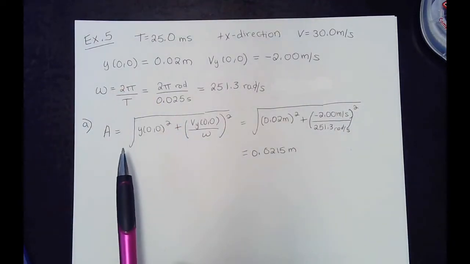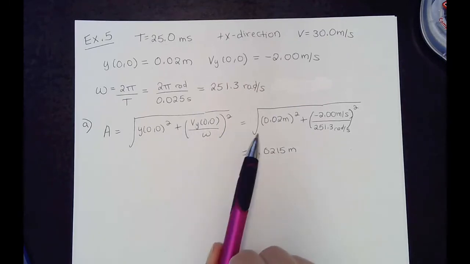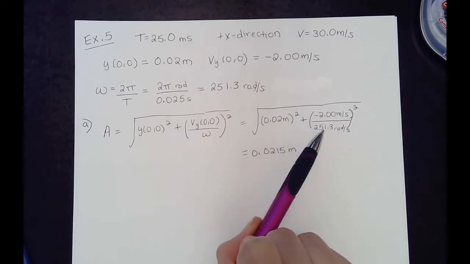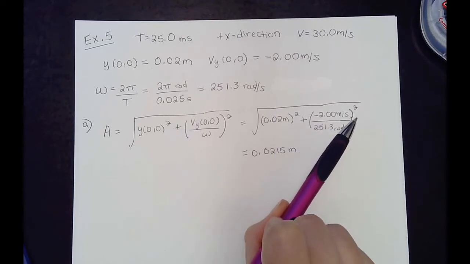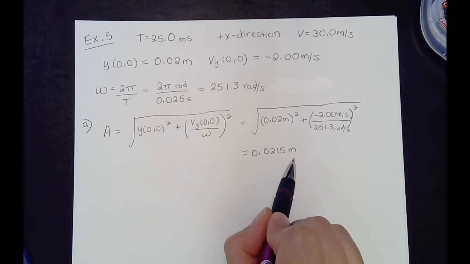So finding the amplitude first using the relationship I just showed, we have the root of (0.02 meters) squared plus (negative 2 over 251.3) squared, and that gives 0.0215 meters for the amplitude.